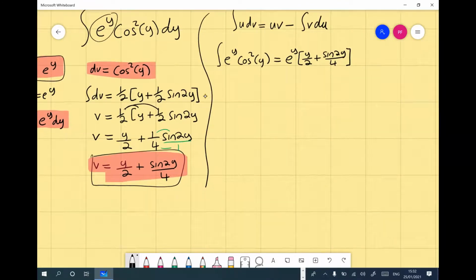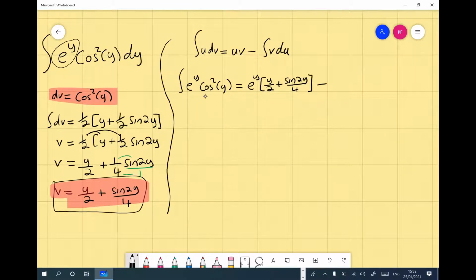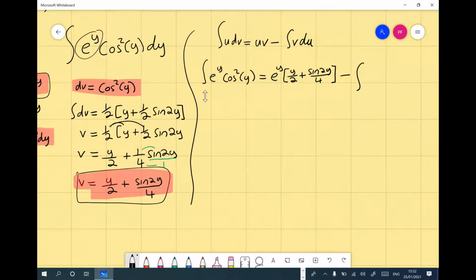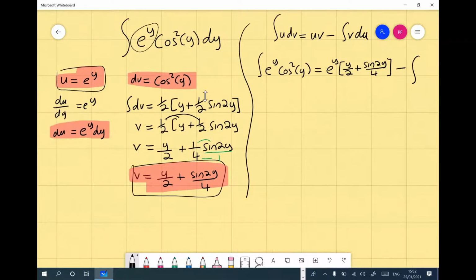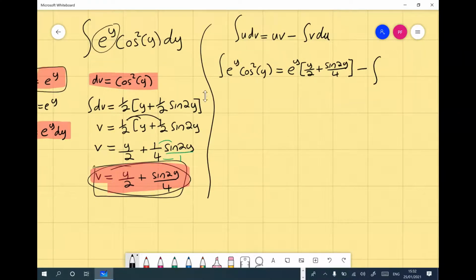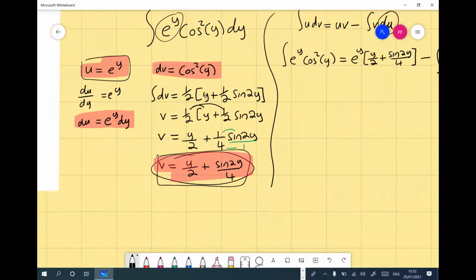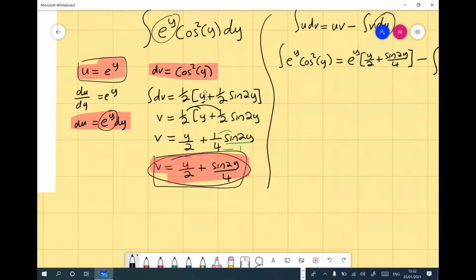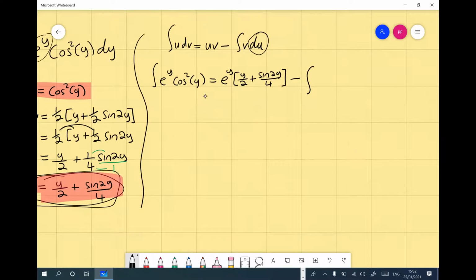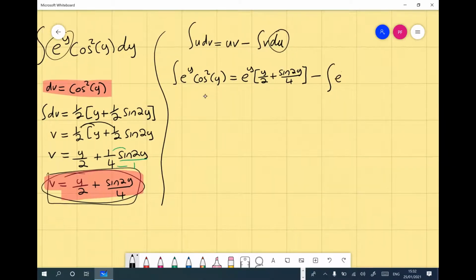Now, I'll tell you what I might do. I'll keep going. Minus my integral of v du. So v in this case is y over 2 plus sine 2y over 4, and I multiply that by du, and du is e to the power of y. So I'm just going to put the e to the power of y in front because it's a little easier to look at. So it's e to the power of y times y over 2 plus sine of 2y over 4 dy.